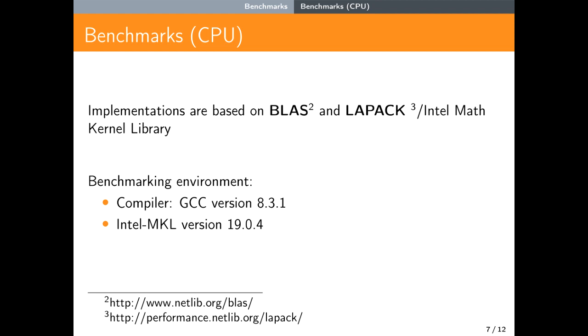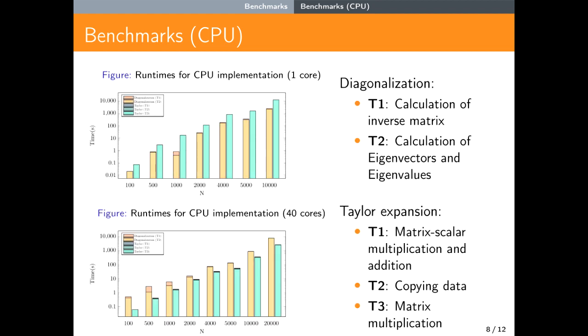As a first step, we implemented these algorithms on a CPU. We used the BLAS library, the basic linear algebra subroutines, and the LAPACK library, the linear algebra package, from the Intel Math Kernel Library. Here you can see our benchmarking results. We tested the averaged execution times for different matrix dimensions.